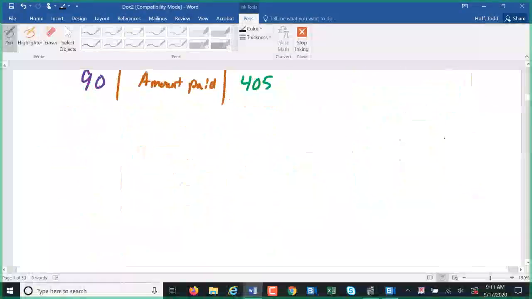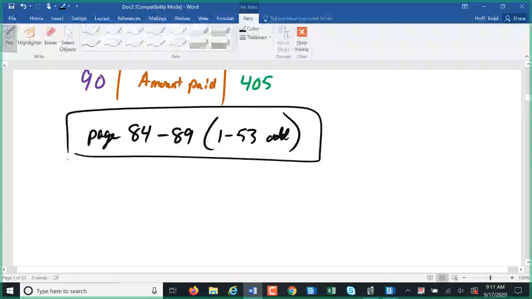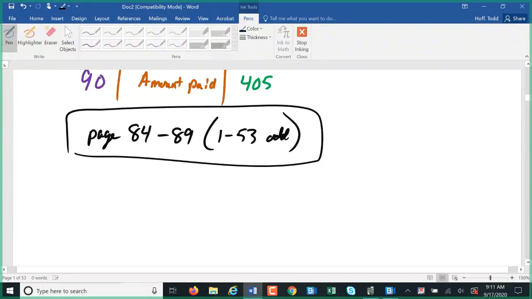Okay, I've babbled on long enough. Time for you guys to try these. Your homework in the book, page 84 through 89. 1 through 53, the odds. Now again, I realize some of the simpler ones might be easy for some of you, but make sure you do plenty of the word problems here. The word problems are where people tend to struggle when it comes to percent.